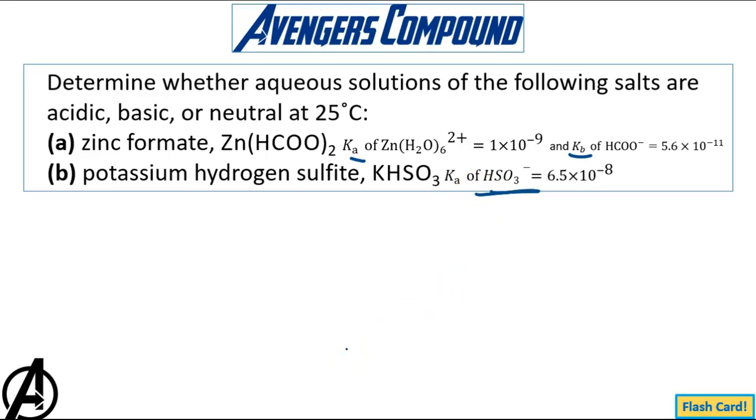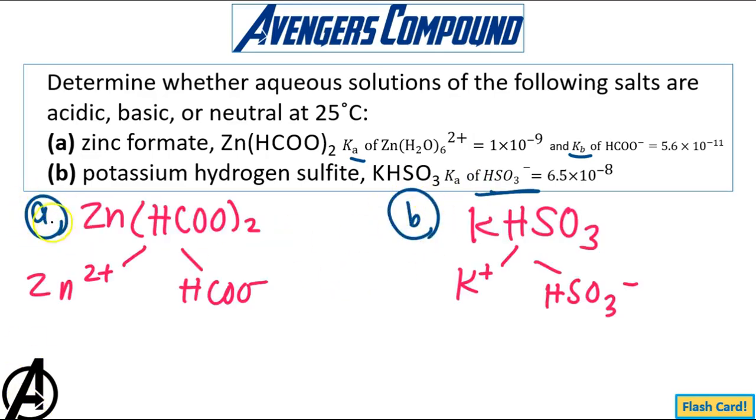So let's go ahead and get into some examples. First, for letter A, we're going to get all of our ions, and then for letter B, we'll go ahead and get all of our ions. So for letter A, we have Zn(HCOO)2. If we go ahead and dissociate into its respective ions, we're going to get Zn2+ and HCOO minus.